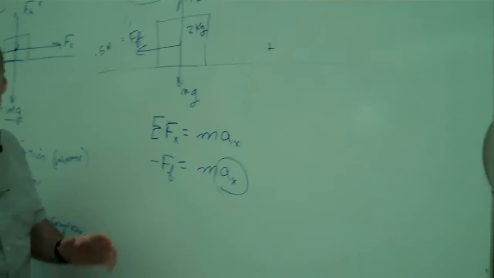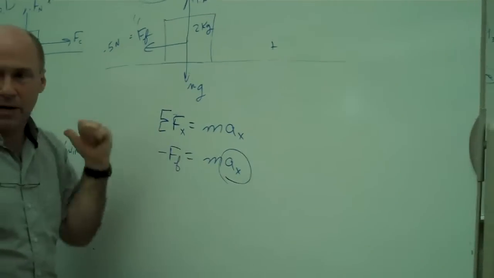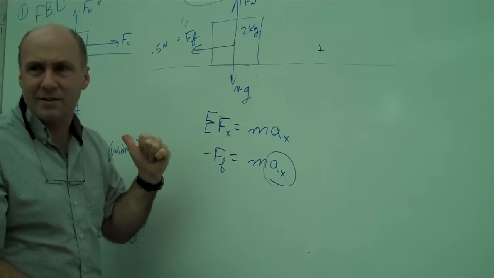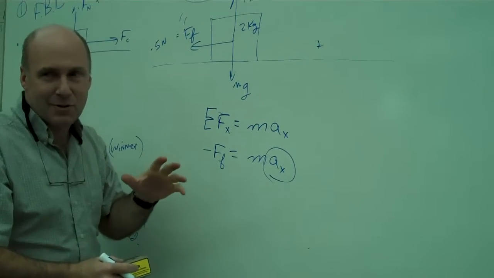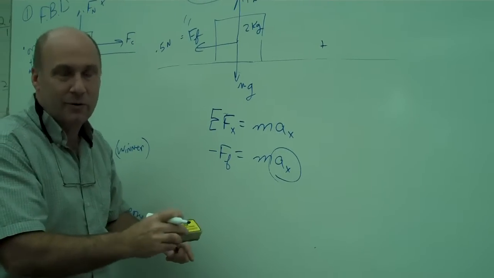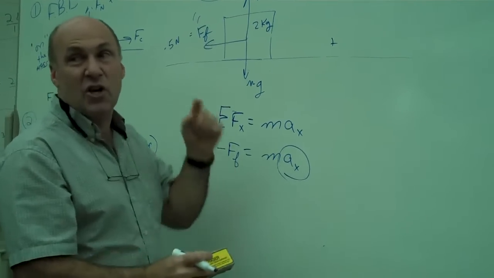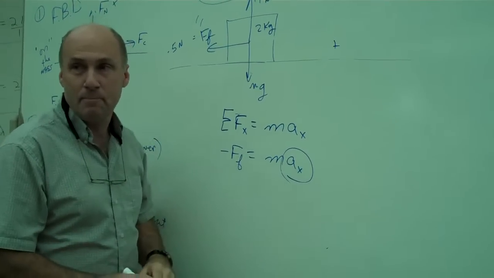Isn't that cool? It doesn't mean I'm slowing down, because what if I'm moving to the left and I'm accelerating to the left? Now I'm going faster in reverse. So negative doesn't mean you're slowing down. It just means you're accelerating in the opposite direction that you're moving. You're accelerating in the opposite direction of what you said was positive.